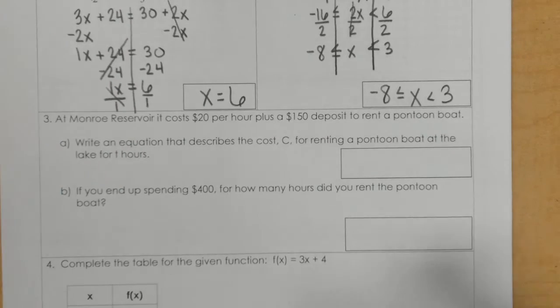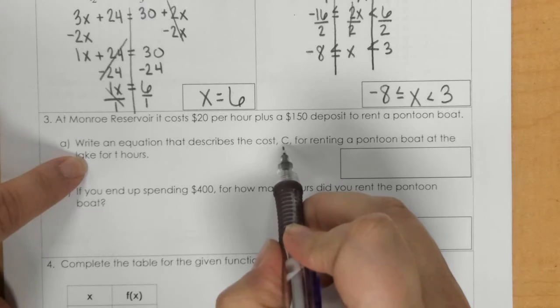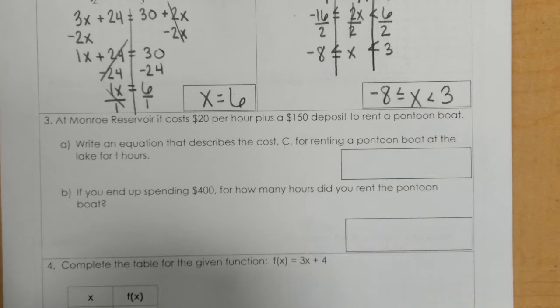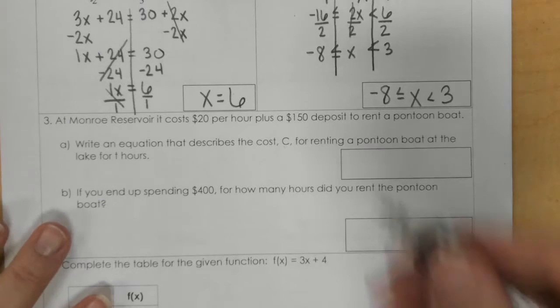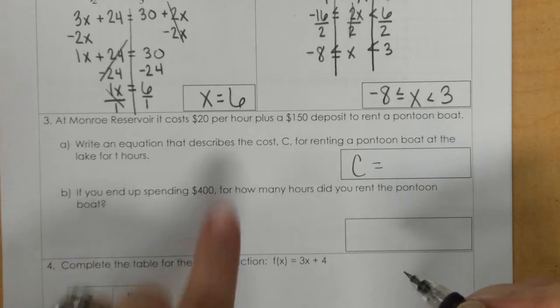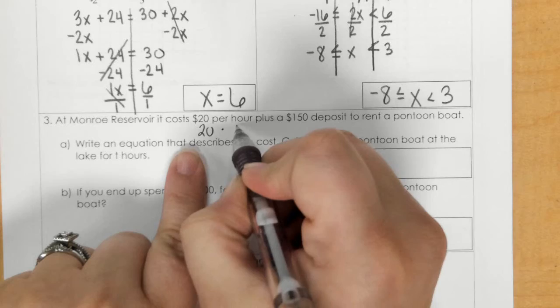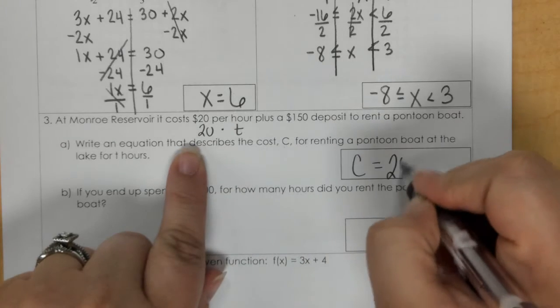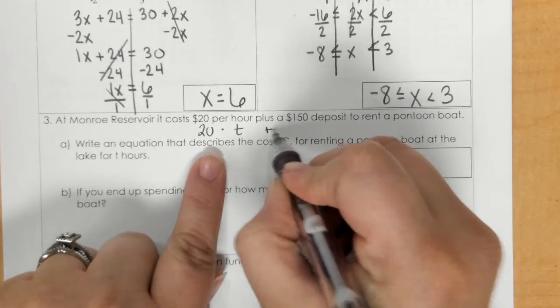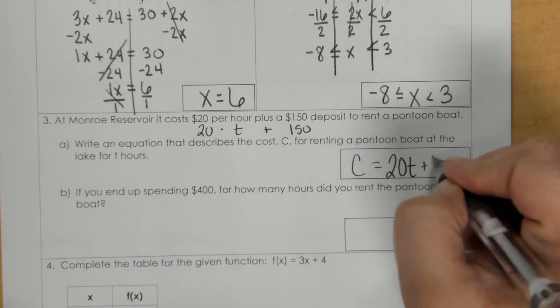For number 3, at Monroe Reservoir, it costs $20 per hour plus a $150 deposit to rent a pontoon boat. Write an equation that describes the cost C for renting a pontoon boat at the lake for T hours. Okay, so first we know that we have to set this equal to our total cost. Secondly, it tells us $20 per hour. That's saying 20 times T, so 20T, plus that 150 deposit, so plus 150.